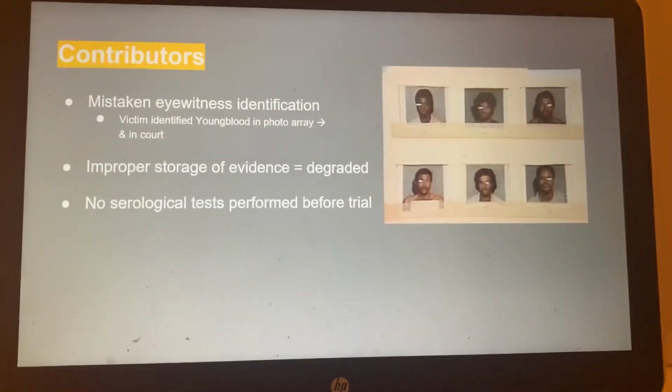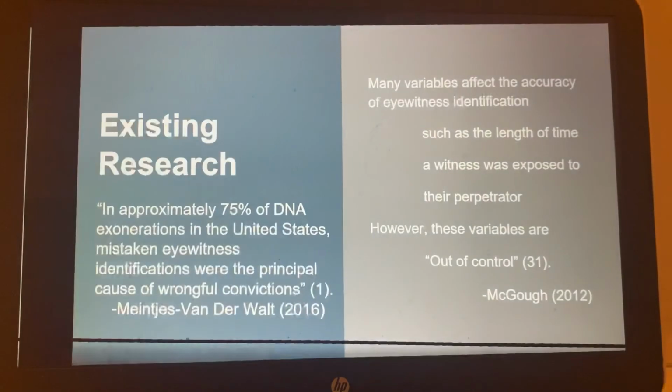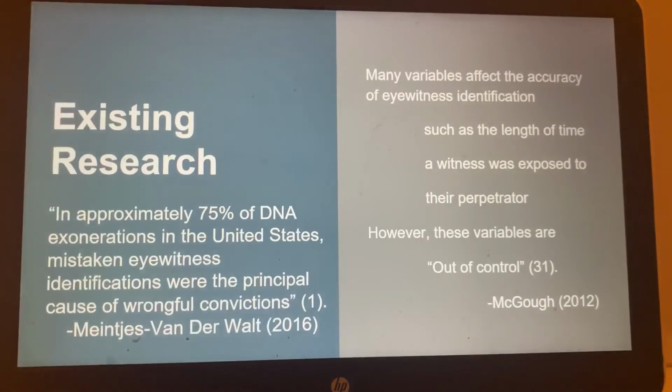Okay, so we already talked about the contributors. Now let's look at existing research. In approximately 75% of DNA exonerations in the United States, mistaken eyewitness identifications were the principal cause of wrongful convictions. So we see a lot of people who are wrongfully convicted, and the reason for this was mistaken eyewitness identifications. So we can already see that there's a huge problem going on with these convicted people who are innocent.